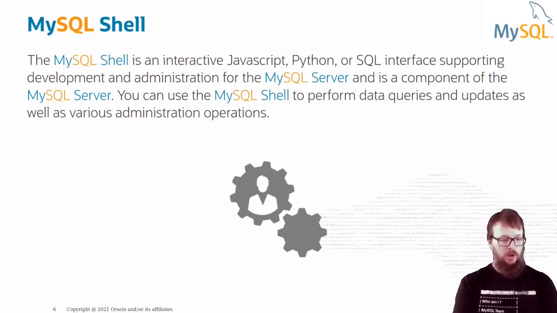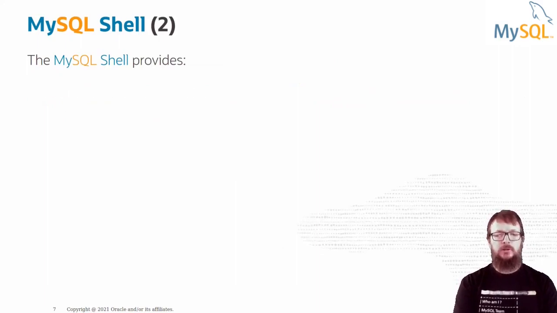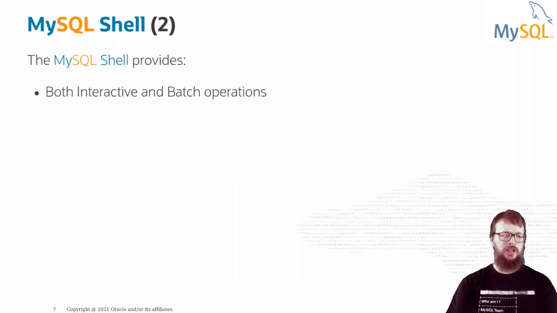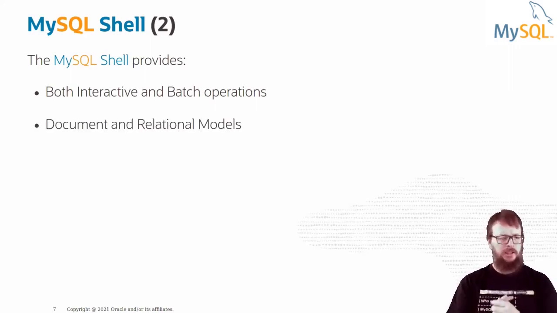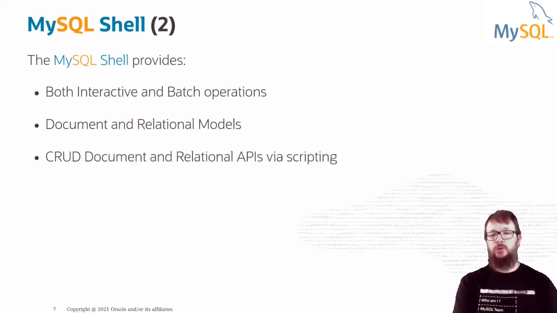MySQL Shell provides interactive and batch operation. Batch operation is very interesting for people doing DevOps stuff. We're going to see also just a bit of that. Document and relational models: this is what I said earlier. If you want to do document store, so store JSON and work with JSON documents directly in MySQL, it's possible using MySQL Shell. You can do CRUD operations.